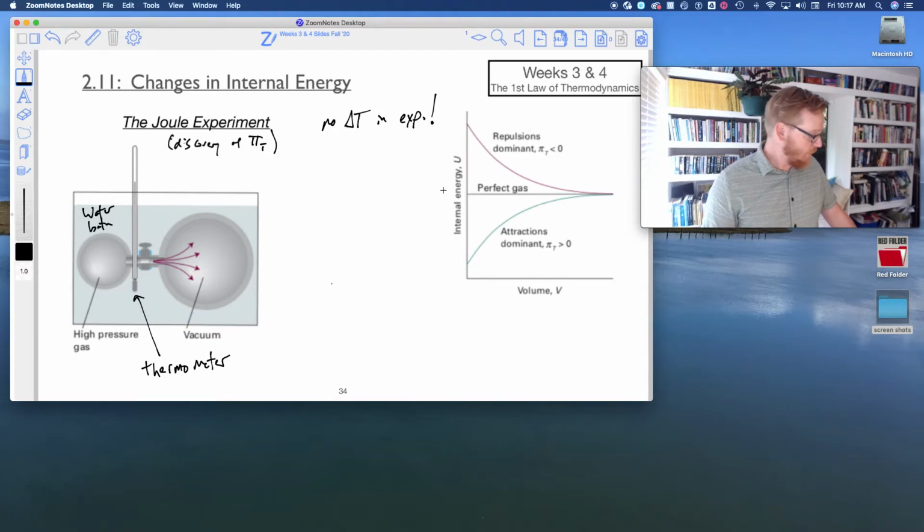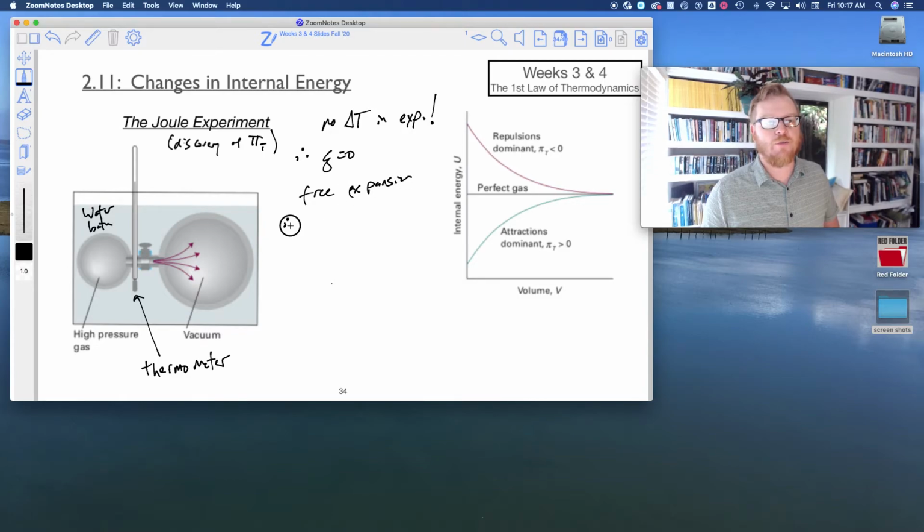So in other words, he concluded that there was no heat transfer from the gas to the water, because remember, he's measuring the temperature change of the water bath. So he concluded Q has to equal 0. Well, this is free expansion. It's expansion into vacuum.